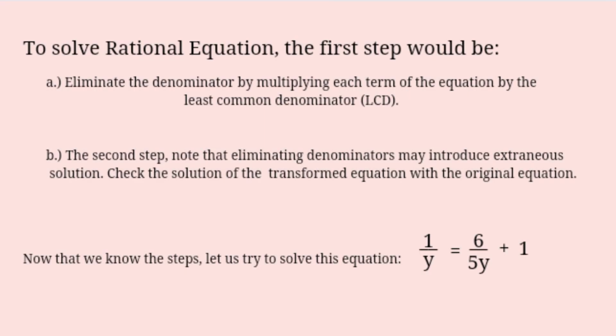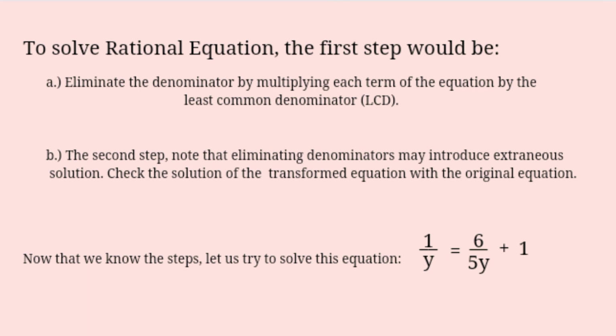Hi everyone, I'm Ariel. I'm going to show how to solve a rational equation. To solve a rational equation, the first step, A, is to eliminate the denominator by multiplying each term of the equation by the least common denominator, or LCD. B, the second step: note that eliminating denominators may introduce extraneous solutions. Check the solution of the transformed equation with the original equation.